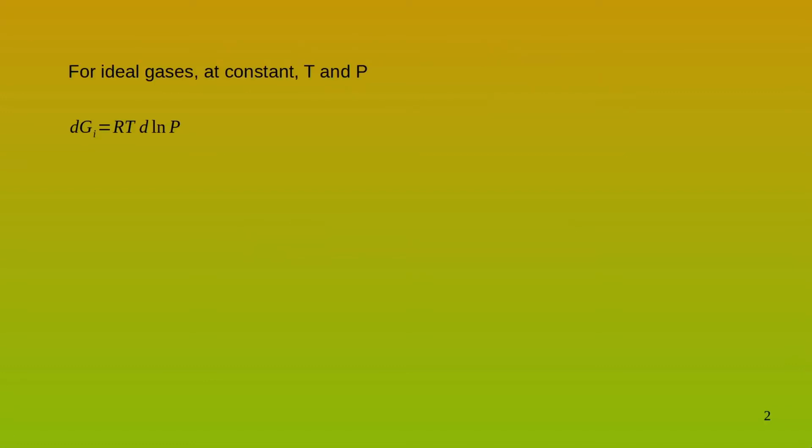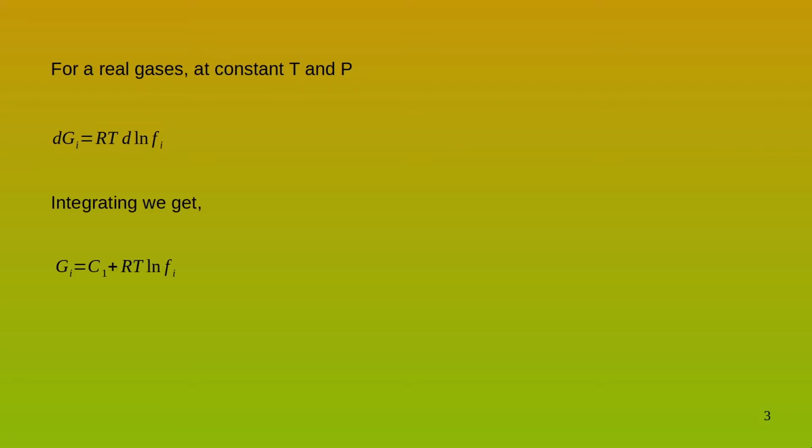For ideal gases at constant temperature and pressure, we know that dGi, where G is the Gibbs free energy and i is any pure component i, is equal to RT d ln P. Now for real gases at constant temperature and pressure, we can write dGi is equal to RT d ln fi, where fi is nothing but the fugacity. We replace the pressure with the term fugacity when it comes to real gases.